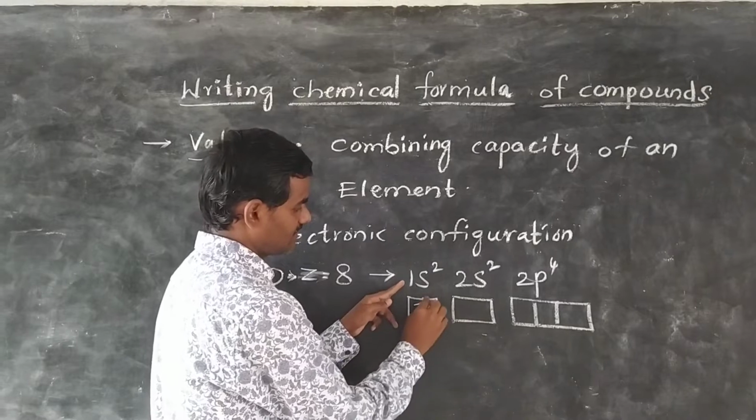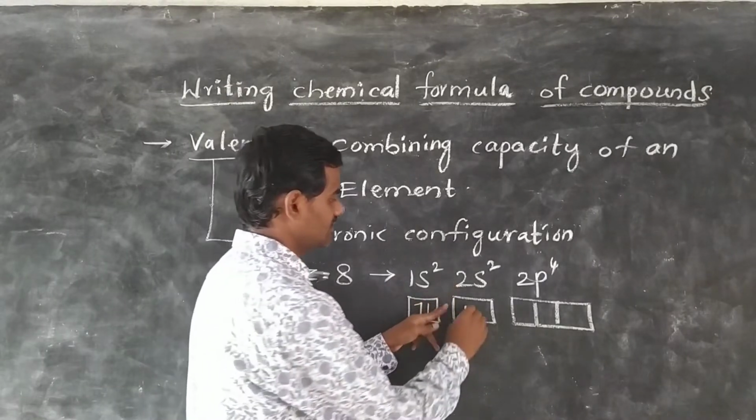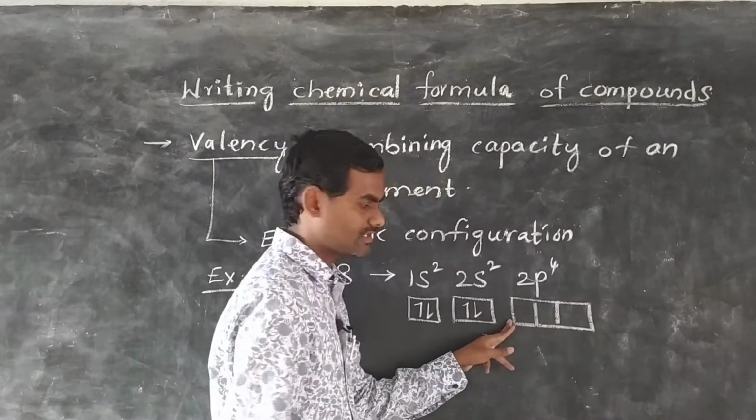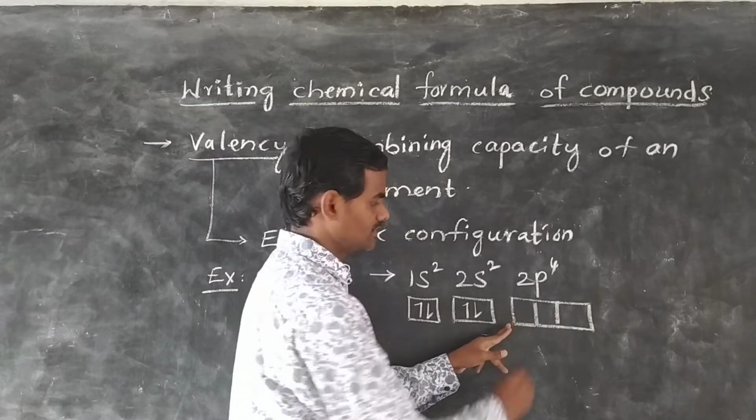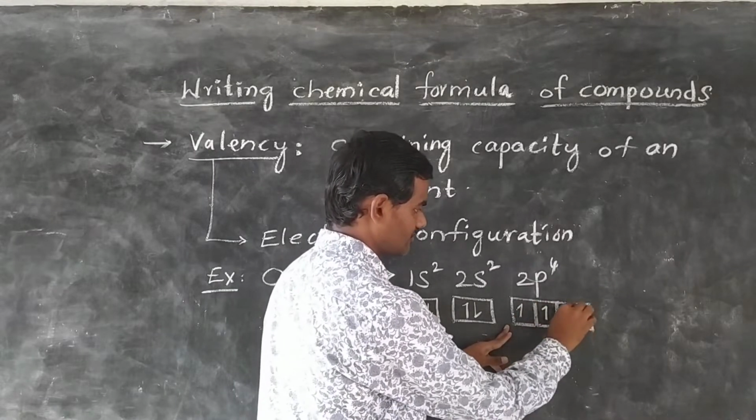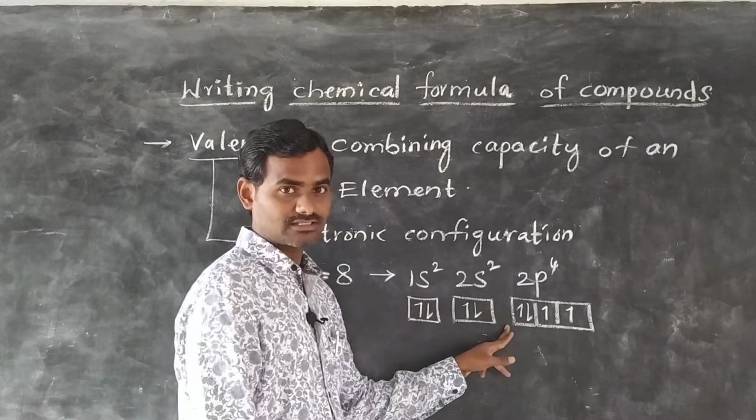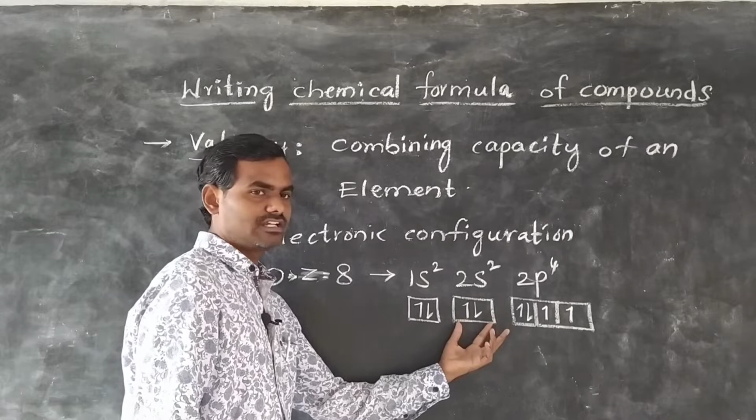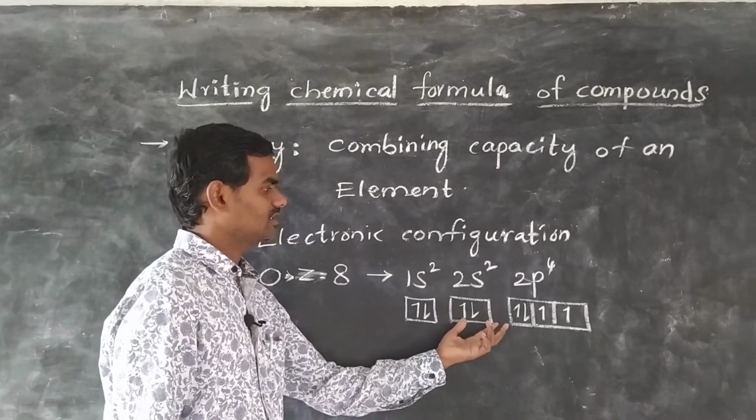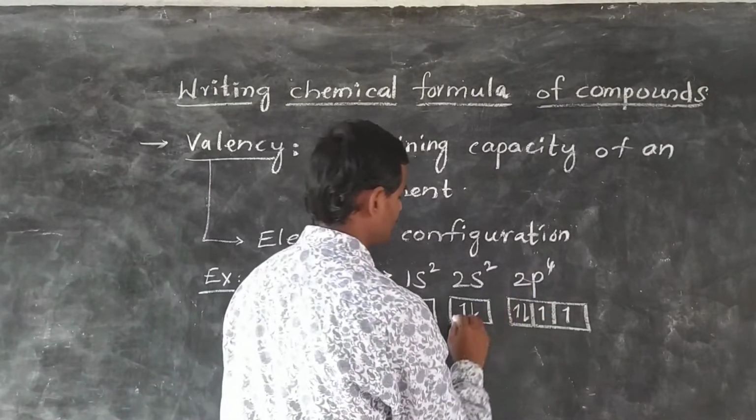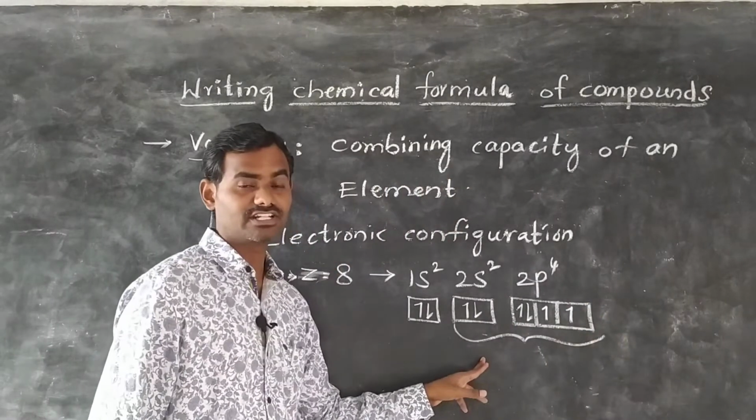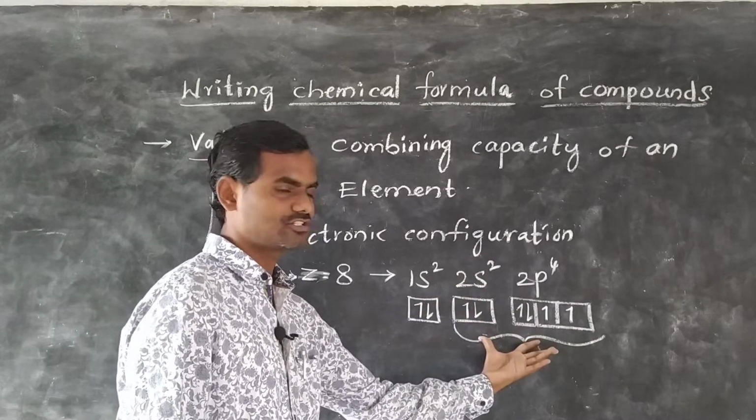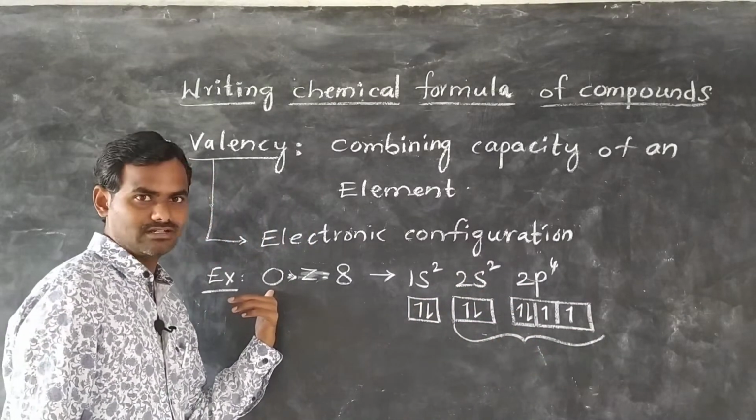In the 1s orbital, 2 electrons are arranged like this. In the 2s orbital, the electrons are arranged like this. In the 2p orbital, 4 electrons are present, so 1, 2, 3 and 4, arranged like this. In order to become stable, any element has to attain octet configuration in its outermost orbital. So 2s2, 2p4 is the outermost orbital of oxygen.